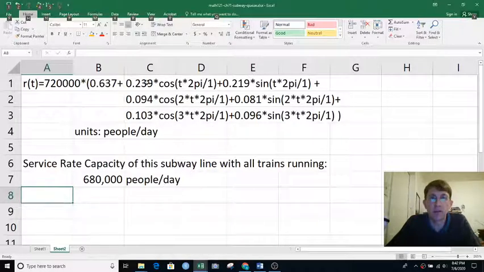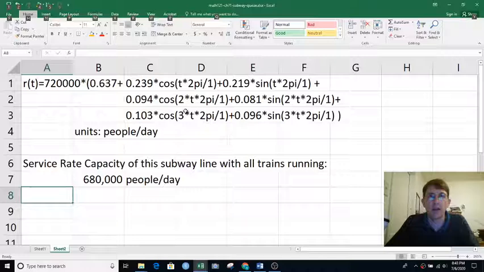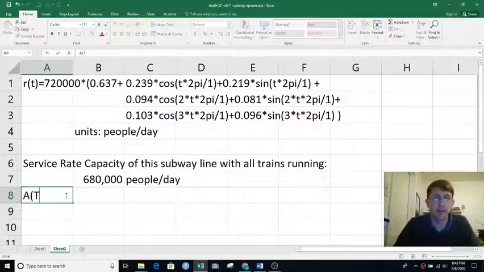Notice what we're doing here. We're doing an amplitude times cosine plus an amplitude times sine, so that's the once a day wave, and then an amplitude times cosine of 2t plus another amplitude times sine of 2t, so that's a twice a day wave that gives us a little more flexibility. It doesn't have to be a pure sine wave, and then a 3 times a day wave here. And let's say that the service rate capacity, the maximum number of people this train line can carry, is 680,000 people per day.